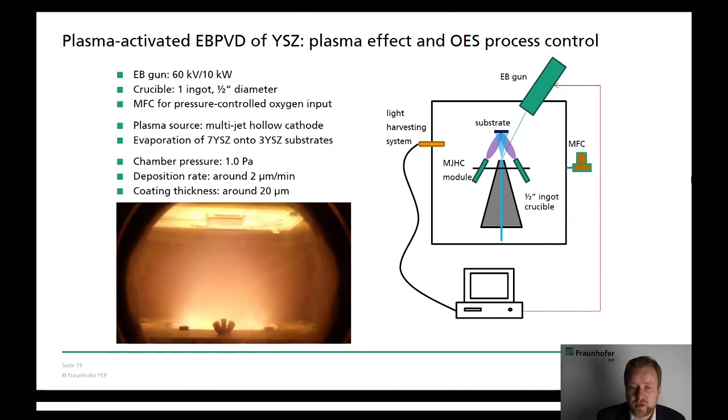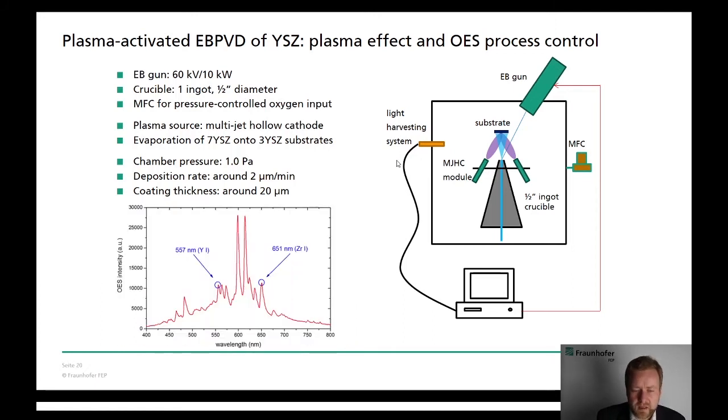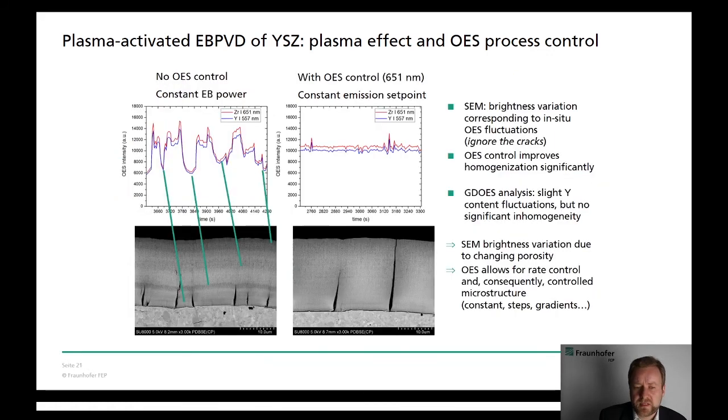Now in our lab coater, we have a half-inch crucible to evaporate YC which is heated by EB gun of 60 kV and up to 10 kW. We have used a multi-jet hollow-cathode, which I have introduced some minutes ago, and we have here our OES harvesting system. The spectrum looks like that. We have the visible range. We have identified 2 lines for yttrium and zirconium to control the process, and the results can be seen here.